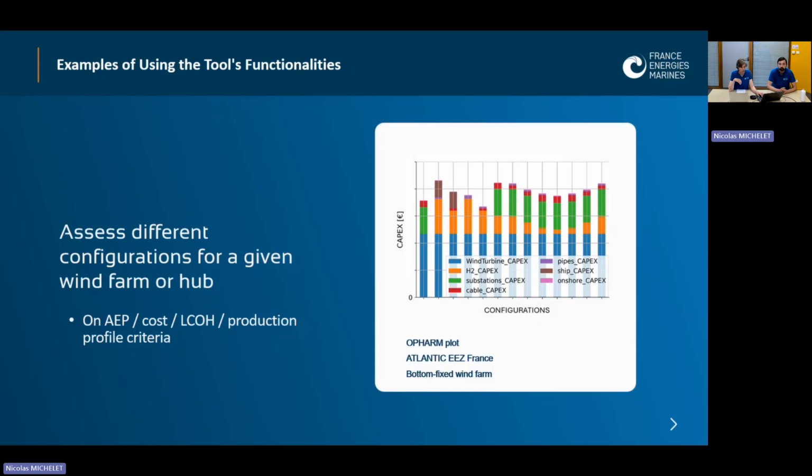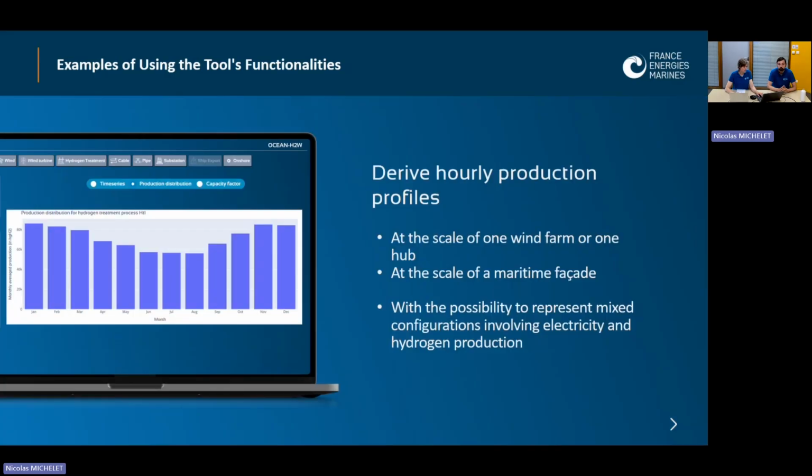We can see how the CapEx is split among the different elements for different cases. So we have cases where the electrolysis happens offshore, cases where it happens onshore. We have decentralized and centralized cases. We have export by pipe and by ship. So that gives the first example.